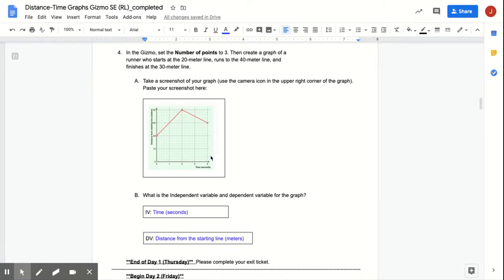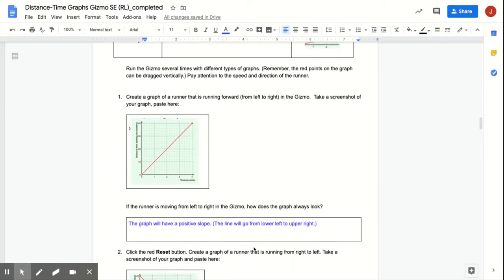What is the independent variable and dependent variable in your graph? The independent variable is time. Remember, independent variable is always on the x-axis, where dependent variable is always on the y. Notice I also included my units. Make sure you always include your units. So time in seconds, and then distance from the starting line is your dependent variable in meters.